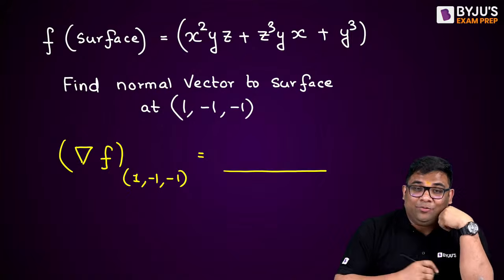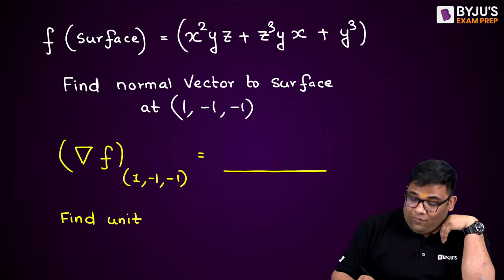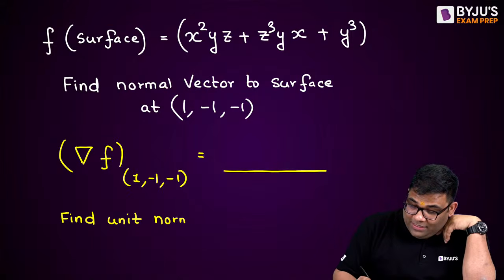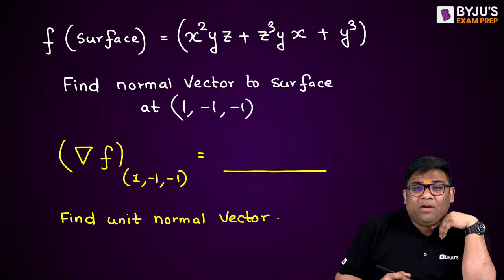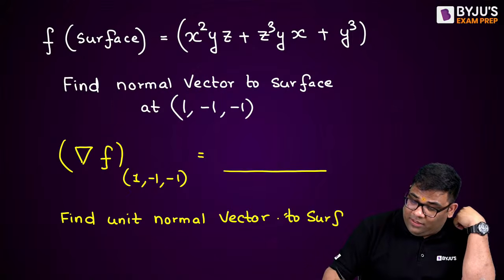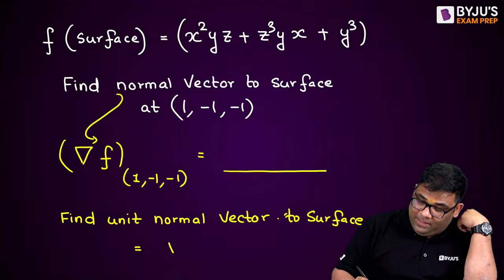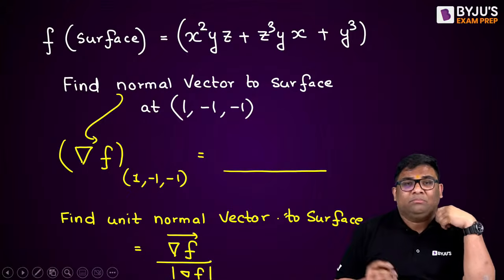Or they might ask to find the unit normal vector. How to find the unit normal vector? It is very easy. You got the normal vector, perpendicular to the surface. What you do is take this normal vector divided by the magnitude of the normal vector. You can find the magnitude, right?